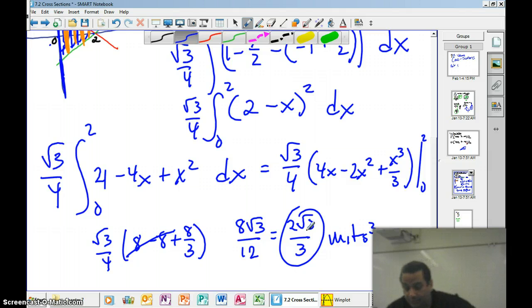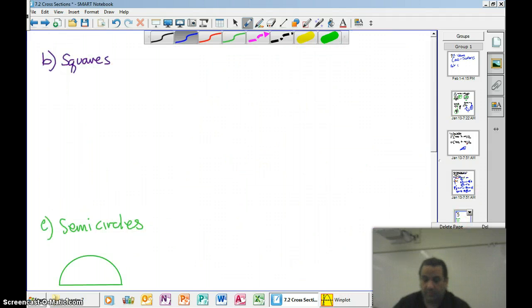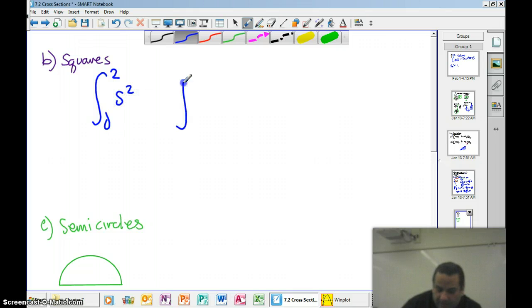1.154 looks pretty good. Let me show you the other ones. Let me show you squares. Let me look at my notes. So far, so good, I hope. I'm going to do 0 to 2. And a square, if you remember, was just s squared. So it's going to be 0 to 2, 2 minus x squared dx.